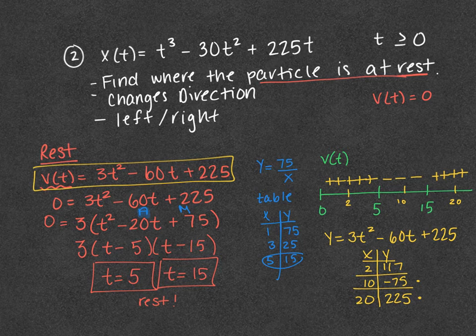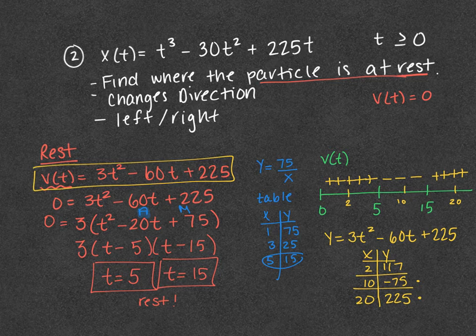So to answer the question over here where it says, where does the particle change direction? Well, it changes direction when it moves from any positive to negative or any negative to positive. So at 5 and at 15, it changes direction. So it's at rest at those spots, and then that's where it's changing from positive to negative. It's going to be quick, like it's a quick change.